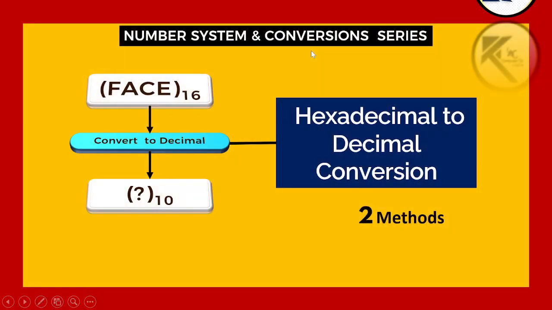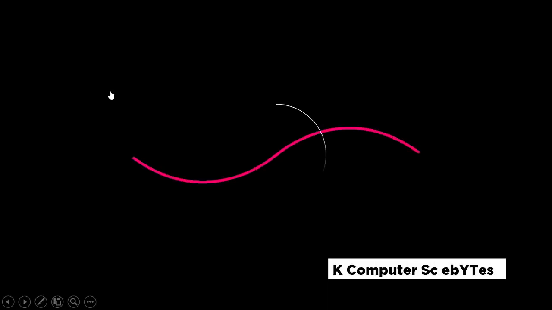Welcome back to the series of number system and conversion. This video focuses on hexadecimal to decimal conversion, and we will focus on two methods regarding this conversion. So what is given is a hexadecimal number, and what output you will get? We want the decimal equivalent of that particular hexadecimal number. So let's get started.